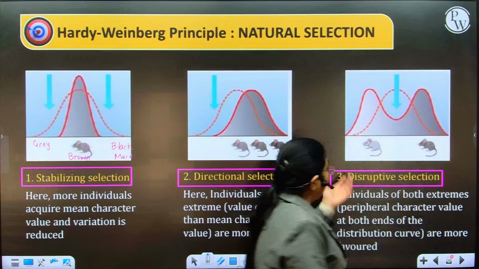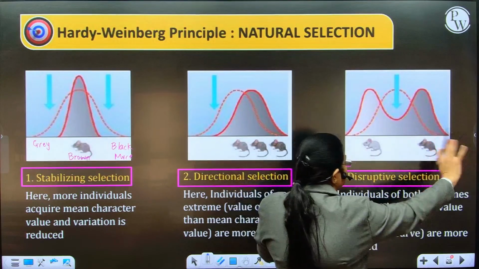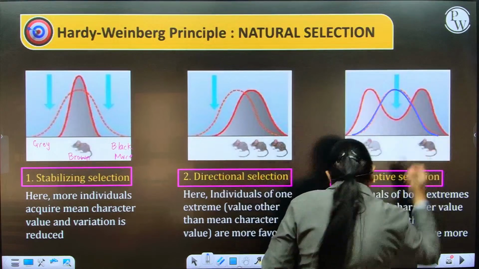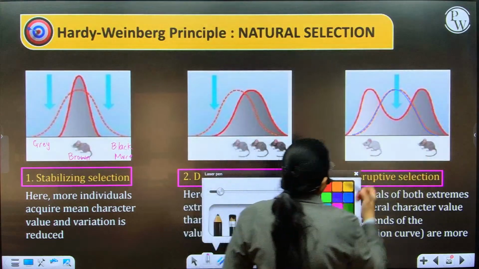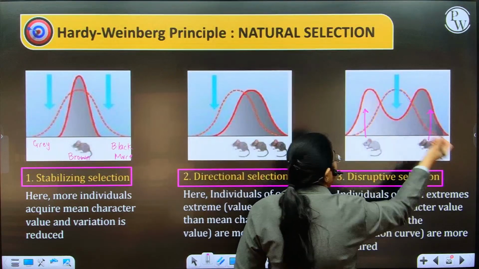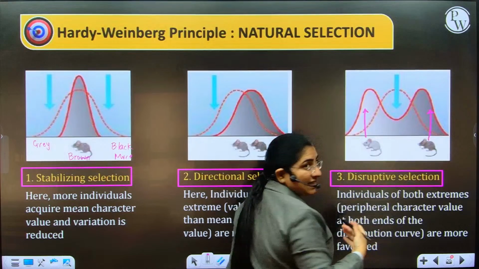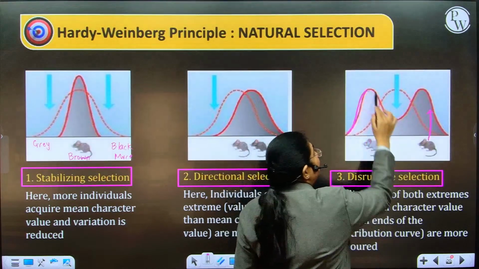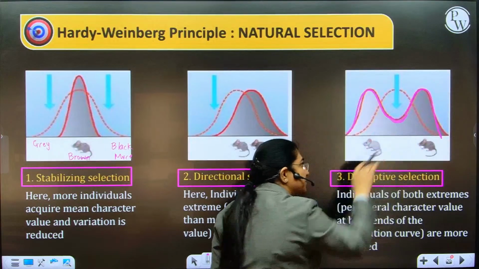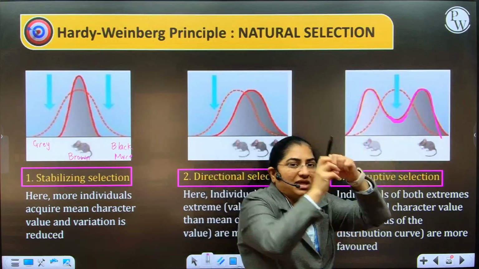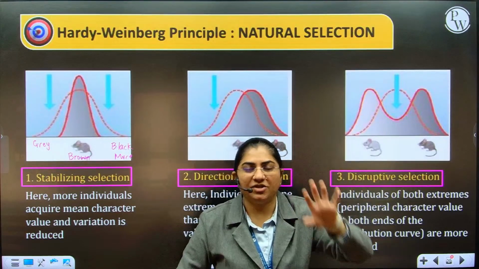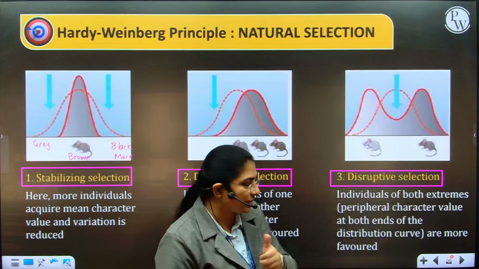Similarly, if both the peripheral values are selected but the average value is not selected, so this was the original peak, the original population. Now you see the grey and the black are selected more, the brown isn't selected, that is the average. So there will be two peaks formed and the number of average individuals is reduced. Since the original peak has been disrupted, you call such selection disruptive selection. Is that clear, everyone? Cool.